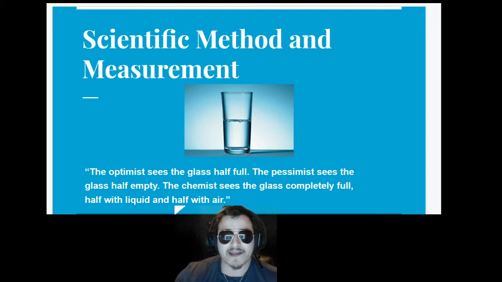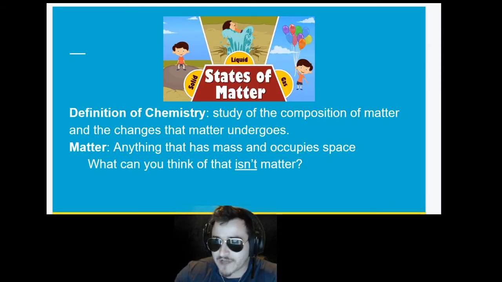So looking at our chemistry, the definition of chemistry is the study of the composition of matter and the changes that matter undergoes. So why would you be so excited to learn about chemistry? Well, take a look around you. Everything that you can see or touch is made of matter.